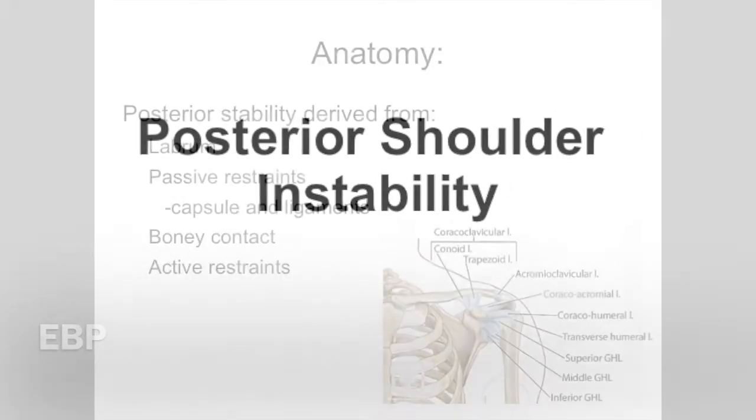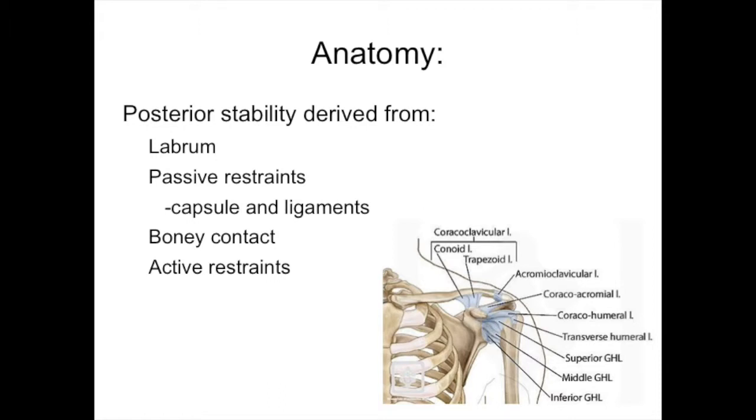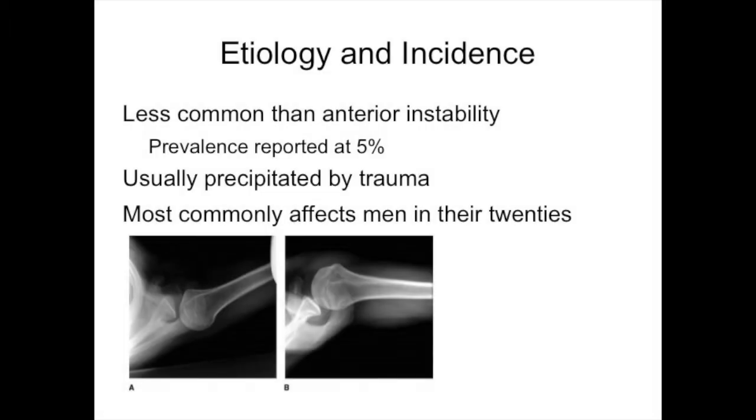Welcome to a presentation about posterior shoulder instability. Posterior shoulder instability can stem from pathology or problems with the labrum, capsule, and bony architecture. It may also stem from excessive movement of the humerus in the glenoid fossa or shoulder socket. Most shoulder instability is anterior, with only 5% being posterior. This pathology most commonly affects men in their 20s.